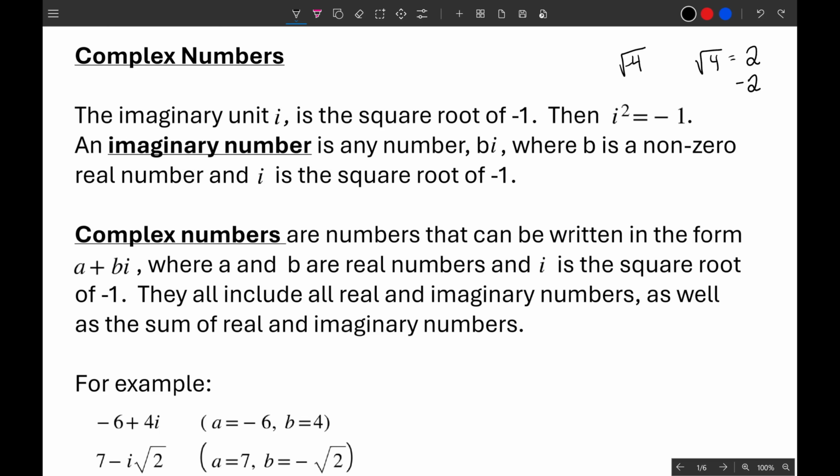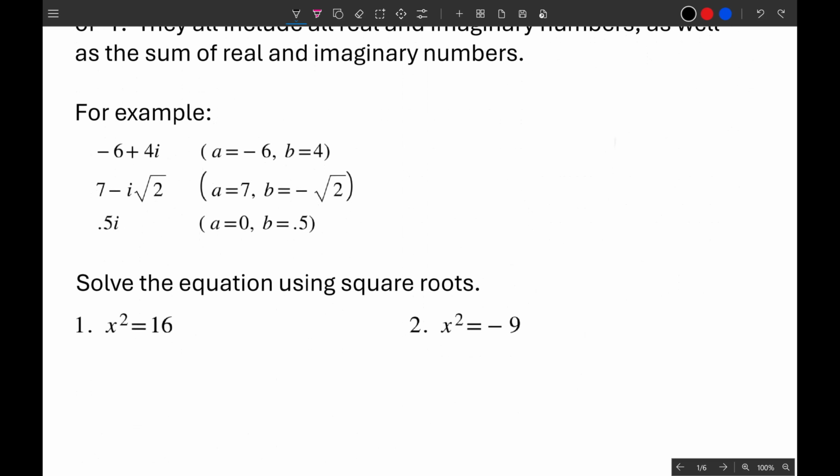An imaginary number is any number bi, where b is a non-zero real number and i is the square root of negative 1. Complex numbers are numbers that can be written in the form a plus bi, where a and b are real numbers and i is the square root of negative 1. They include all real and imaginary numbers, as well as the sum of real and imaginary numbers.